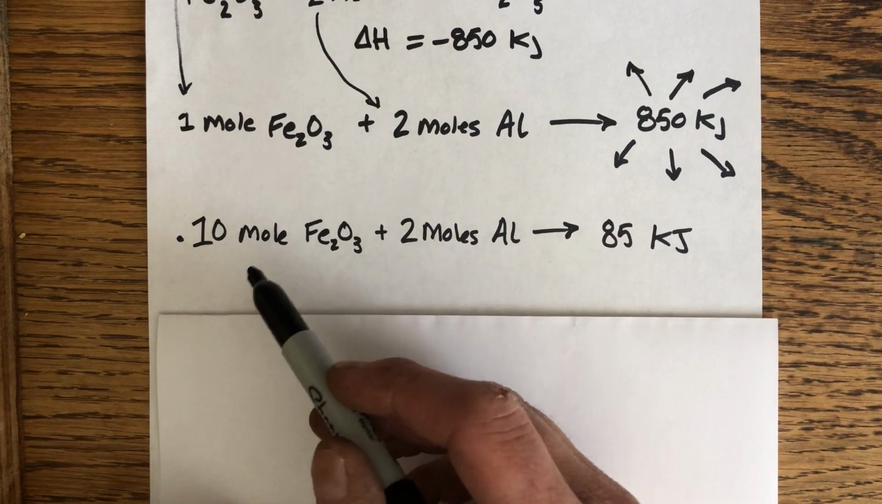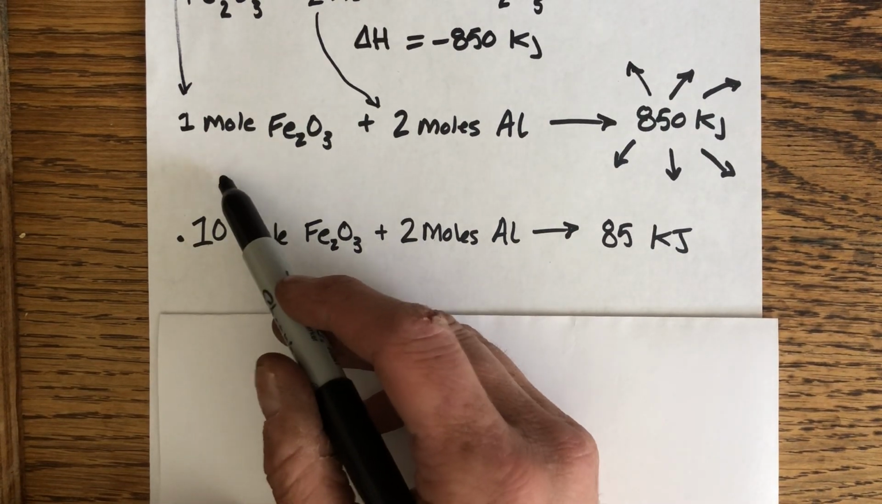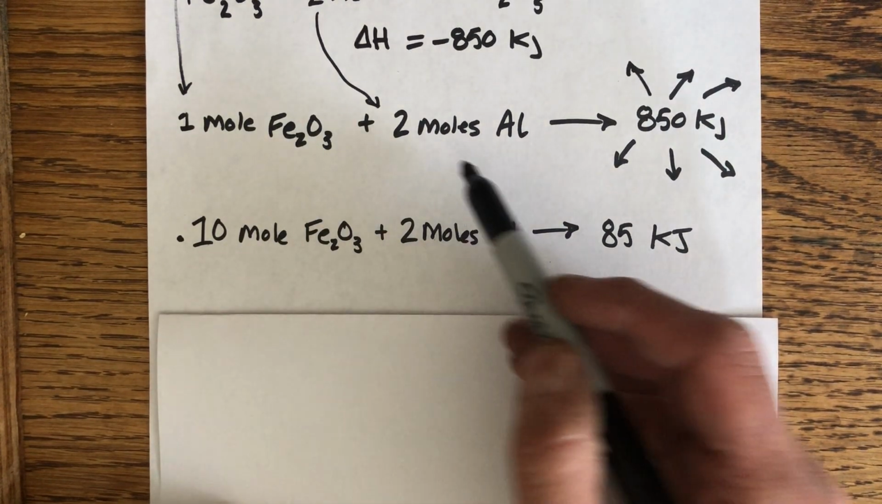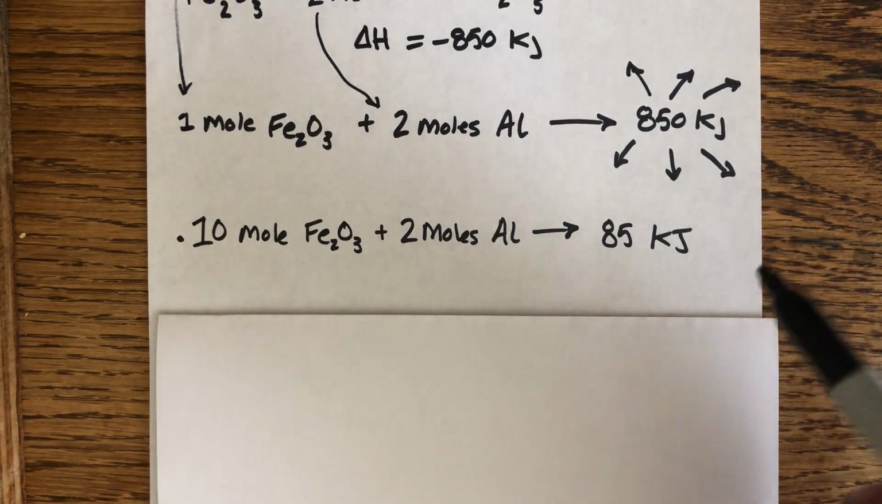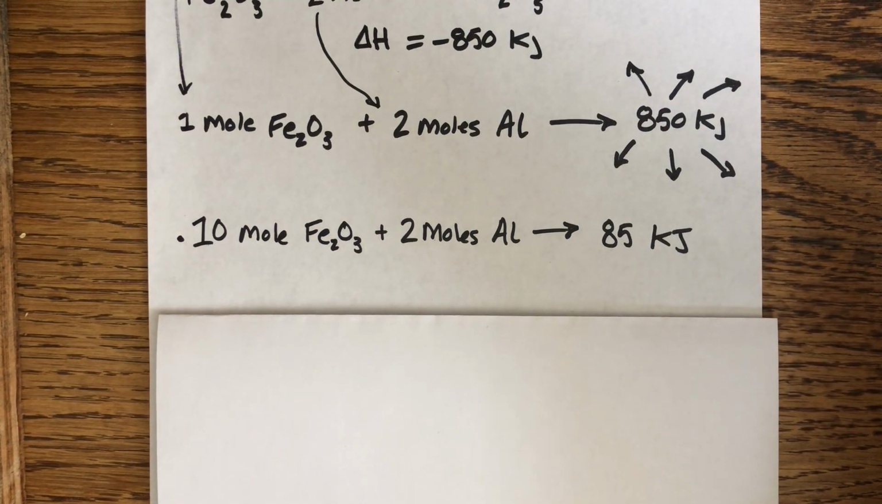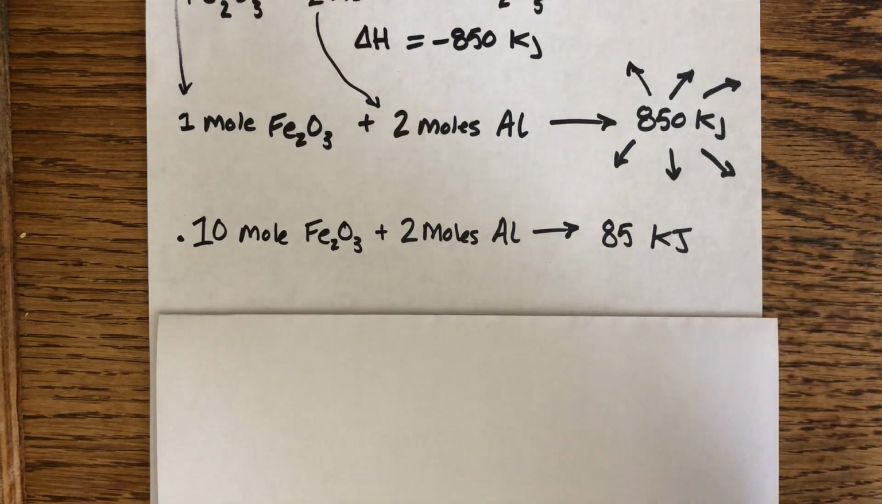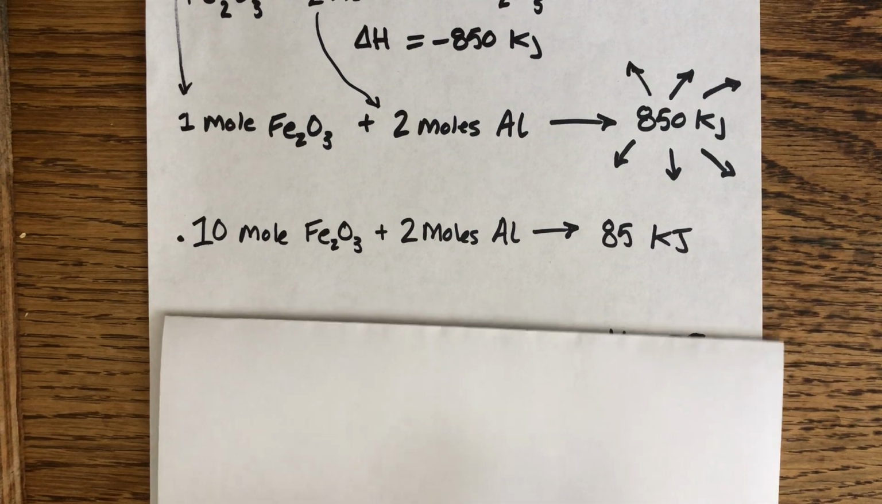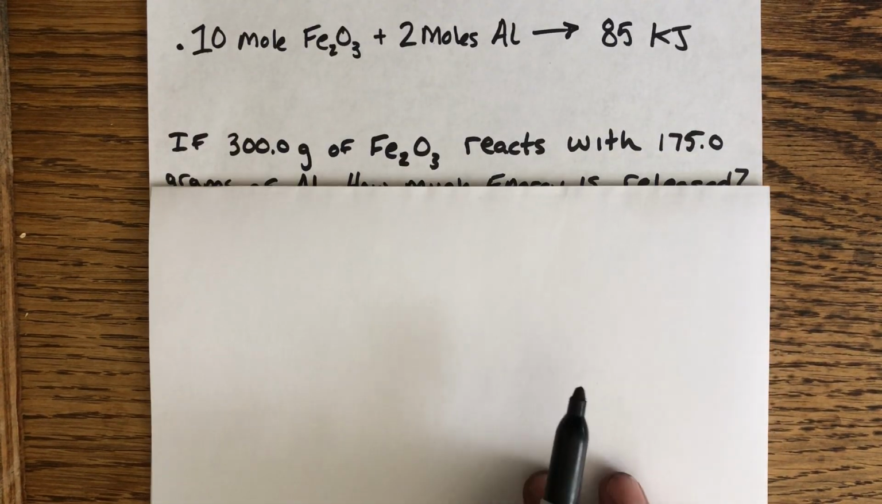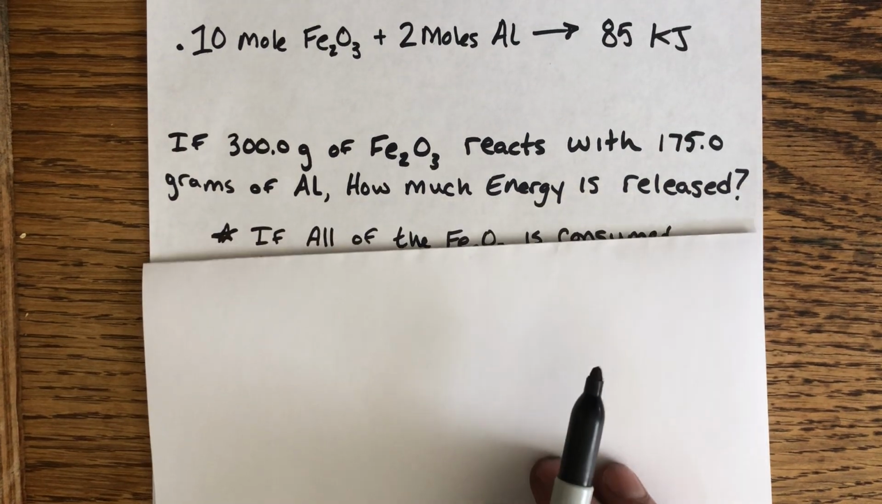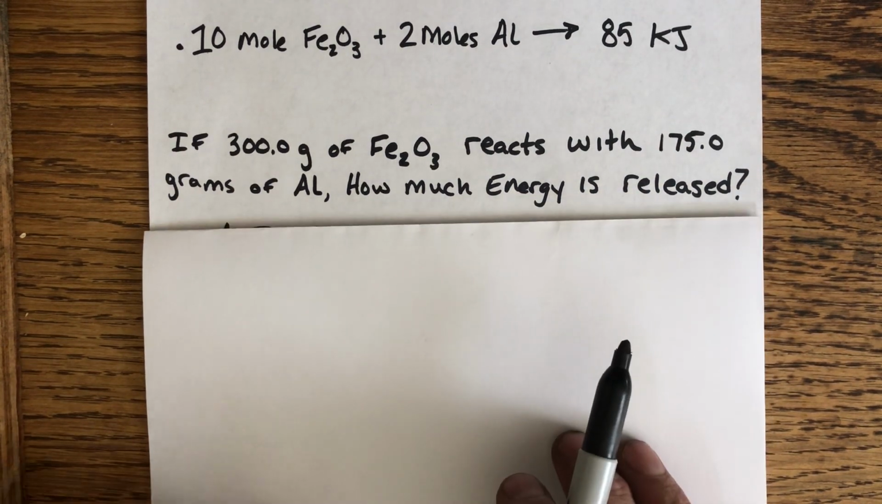Also, if you doubled the amount of iron oxide and doubled the amount of aluminum, you would get double the amount of energy. Okay, and that's kind of what we talked about with mole to mole thermochemistry and stoichiometry. But now we're going to work into grams of substances and reactants. So let's just work with this equation since it's a pretty cool one.